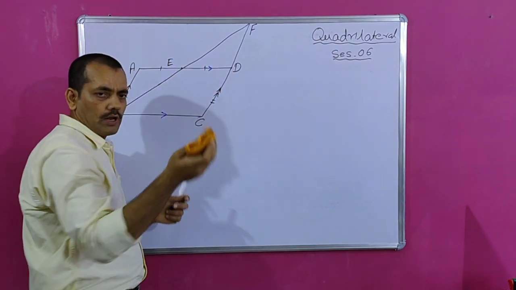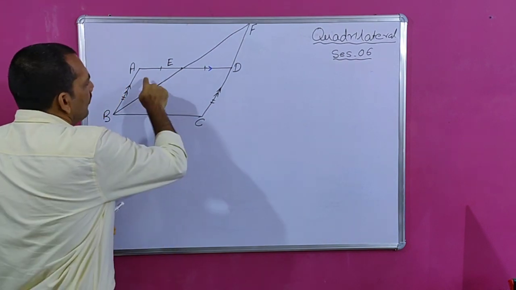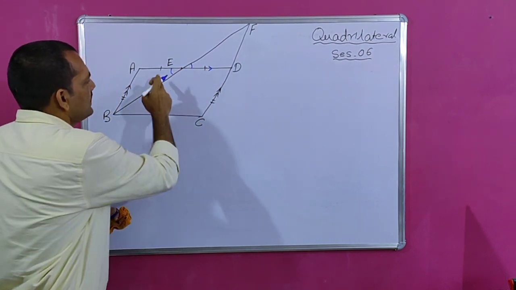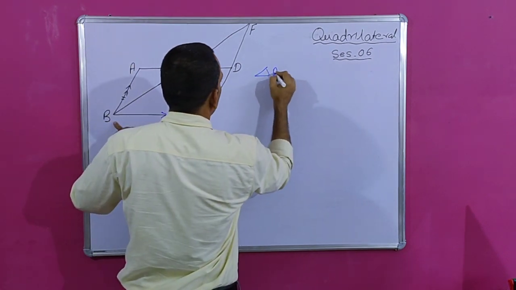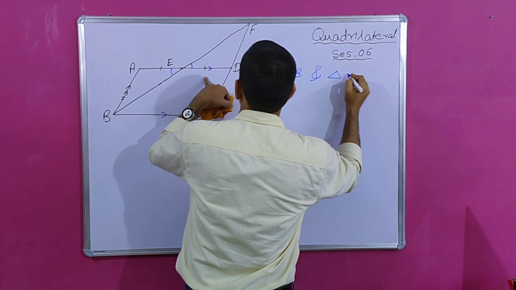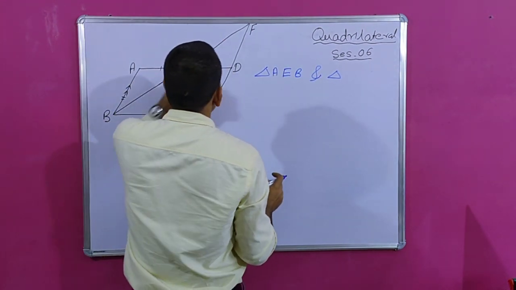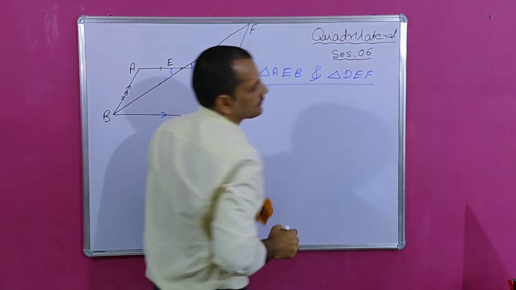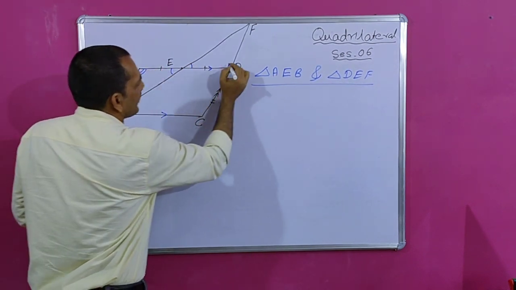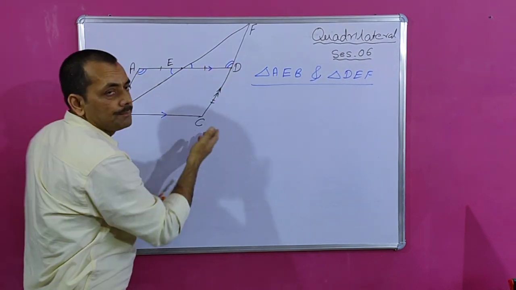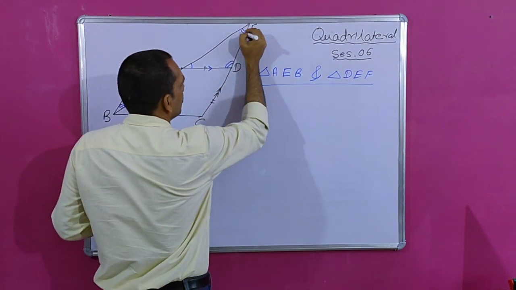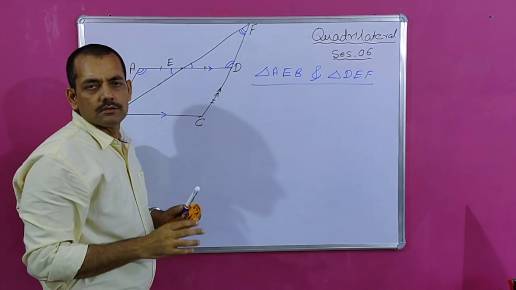Rather than using the formula or the theorem, we can prove it also. How can we prove it? We can take these two triangles. Let's name them first: triangle AEB and triangle DEF. Now, these two angles are equal, because they are opposite angles. This angle will be equal to this, because these two lines are parallel. And if two angles are equal, the third will automatically be equal. So the moment all three angles are equal, these are similar triangles.